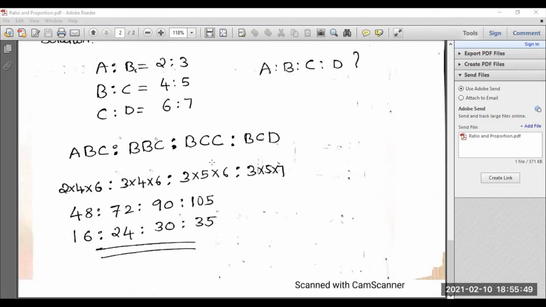So this is the way we can solve one part of the problems related to ratio and proportion. Hope you understood the session.